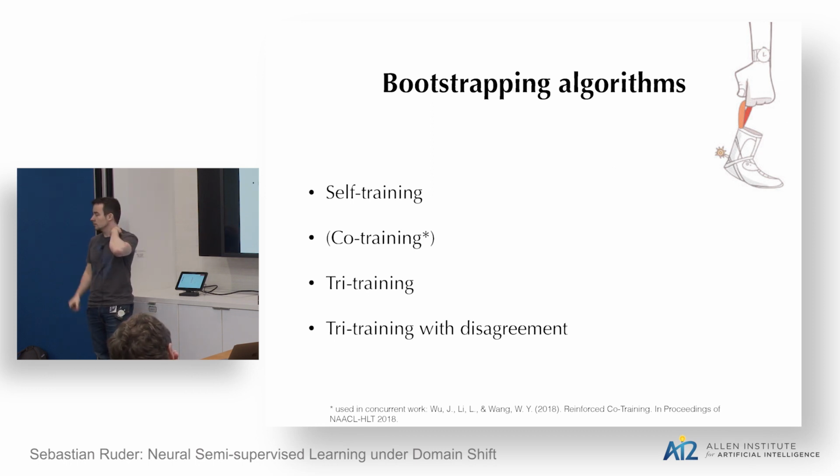Another approach that most of you have probably heard of is co-training. I'm not going to be talking about that here though, because co-training intrinsically relies on having mutually independent views of the training data, which in some settings is not that easy to get. So it's a bit more restrictive to use in many scenarios. The other two approaches I'm going to be looking at are tri-training, which uses three models for learning, and then tri-training with disagreement, which is a simple extension of tri-training.